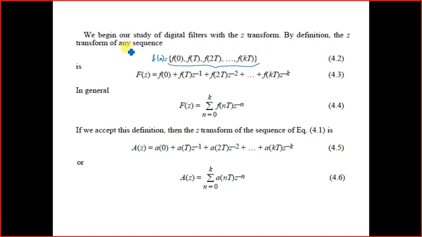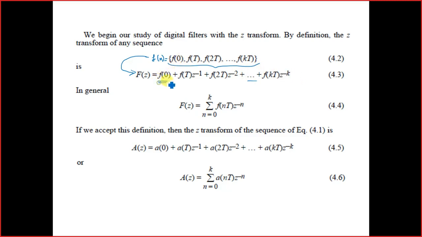Now if I apply the Z transform onto this signal, then we get capital F of Z, which is given by F of 0 plus F of T Z to the power minus 1, plus F of 2T Z to the power minus 2, plus dot dot dot, F of kT multiplied by Z to the power minus k.